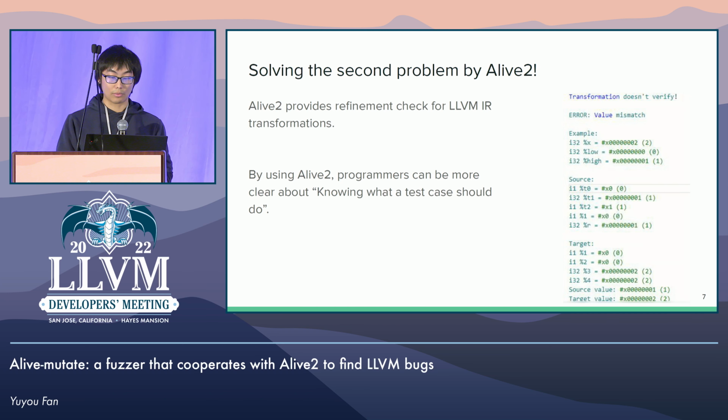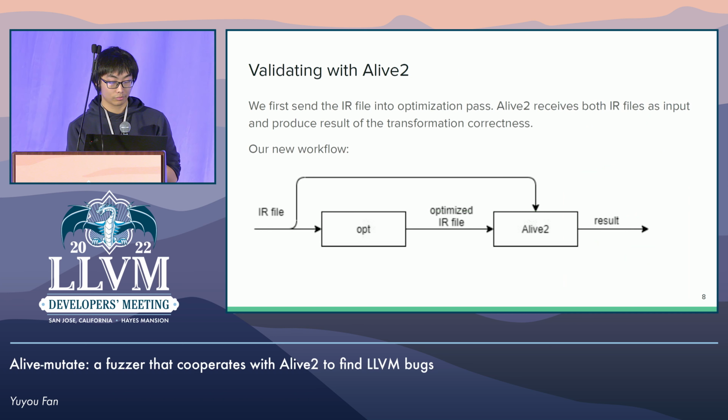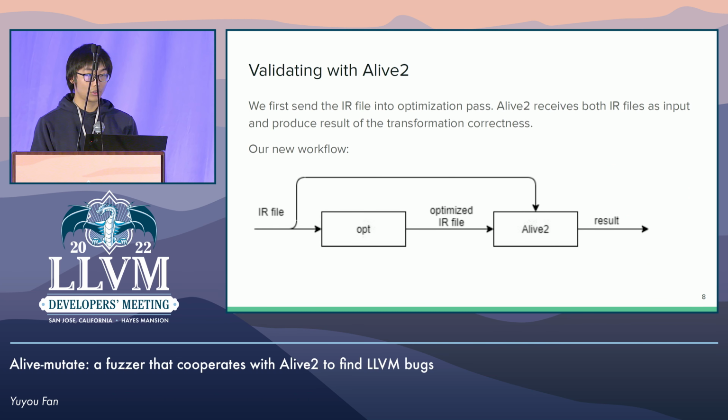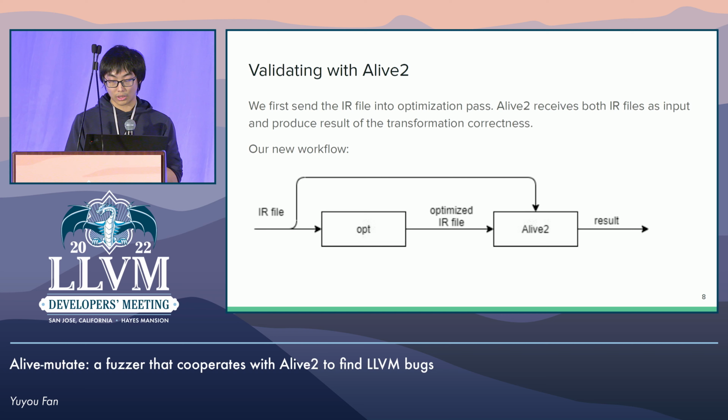If we adopt Alive2 in our workflow, it should look like this. We start with an IR file and send it to opt. Opt generates an optimized IR file. Besides, the IR file is also sent into Alive2 directly. Alive2 receives both and gives us a result.